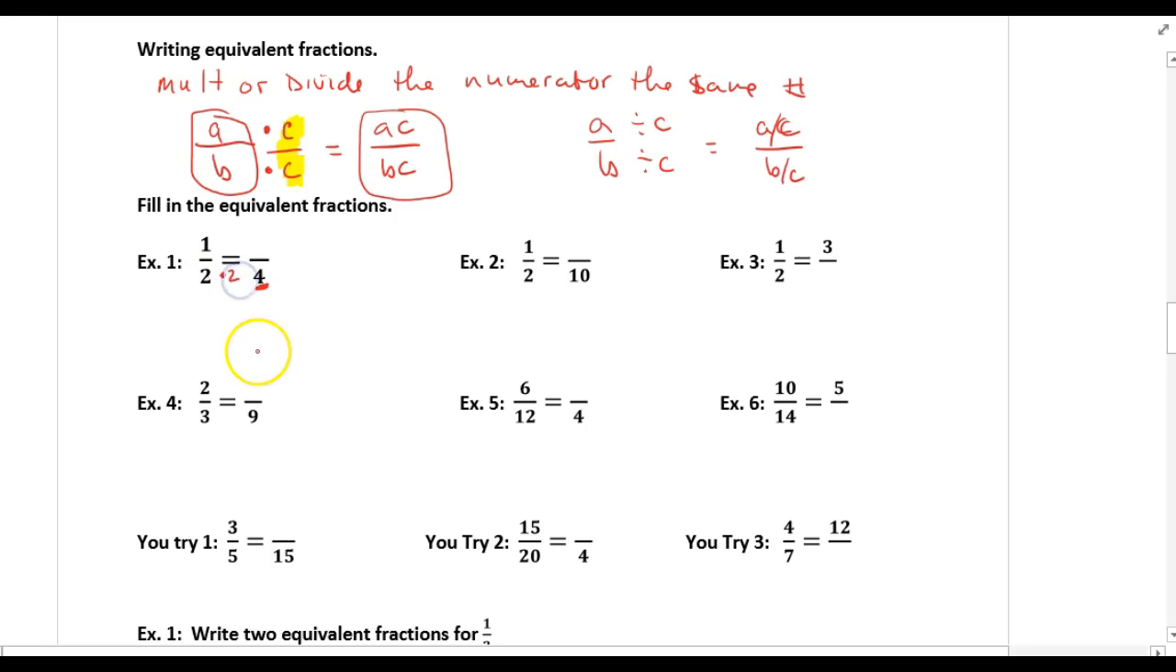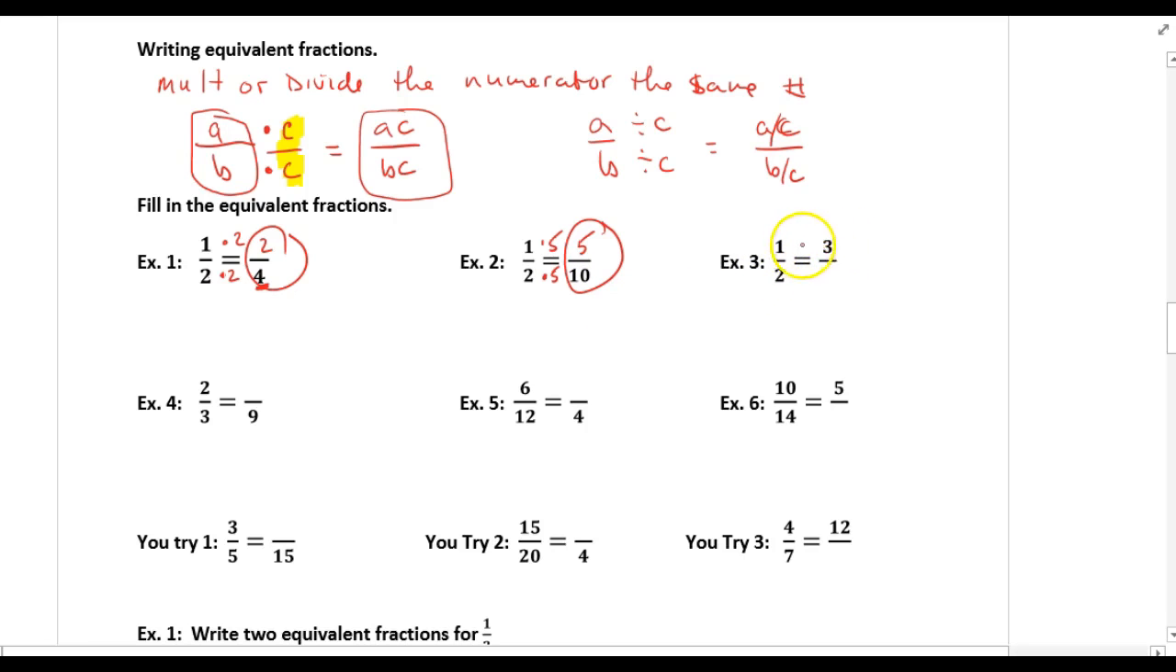I would multiply by 2, which means to write the equivalent fraction, I'm going to multiply the numerator by 2 to get 2/4. Here, what do I multiply the denominator by? Multiplied by 5. What do I multiply the numerator by? 5. So that would give me 5/10. That is equivalent.